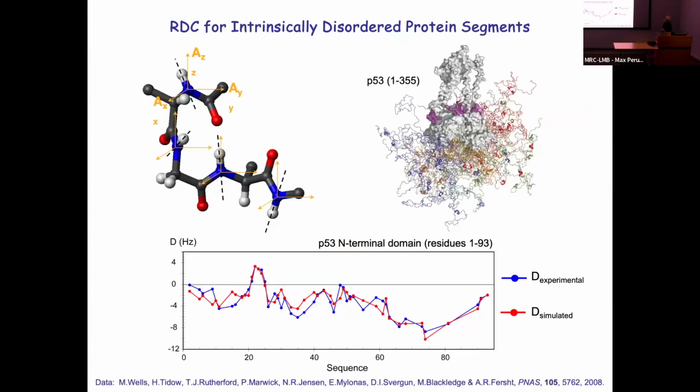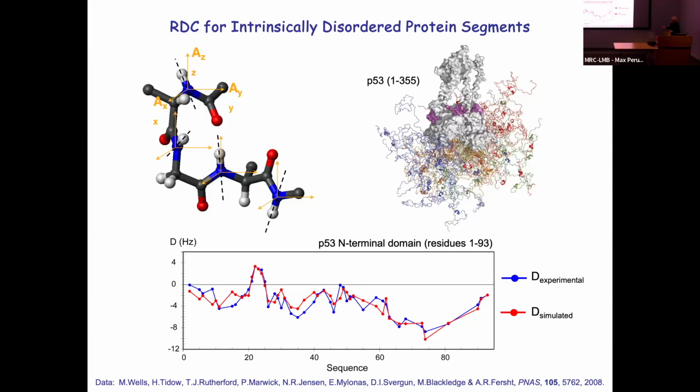We can do that in challenging systems. So this is a homotetramer. Each subunit is 355 residues. And what we've done in this case, we've got a core domain of the 4 units in the middle, and coming out from there is the first 93 residues. We've done on each of the 4 subunits, we've plotted out 20 candidate structures, and it shows us the way in which this intrinsically disordered tail is held out into solution in this particular case.